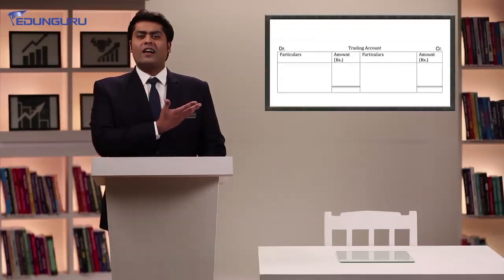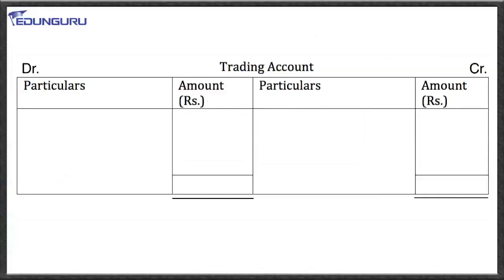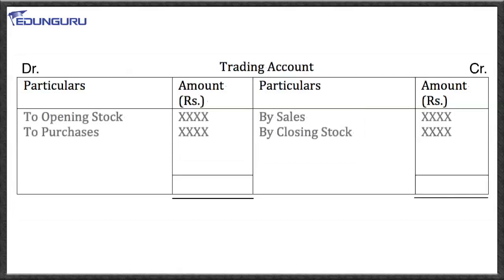Now, as told to you, dear students, this is how your trading account looks. Your particulars, with two amount columns on the debit and the credit side. Now the first category that comes in trading account is accounts related to goods. Now the four accounts that minimally are present in every sum are opening stock, purchase, sales and closing stock. These four accounts will always be present as related to goods.